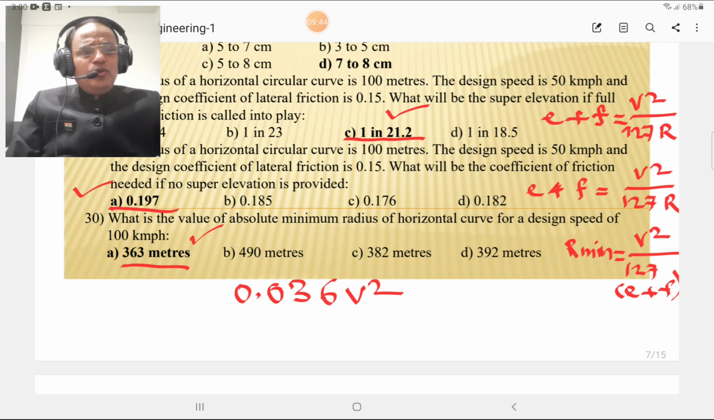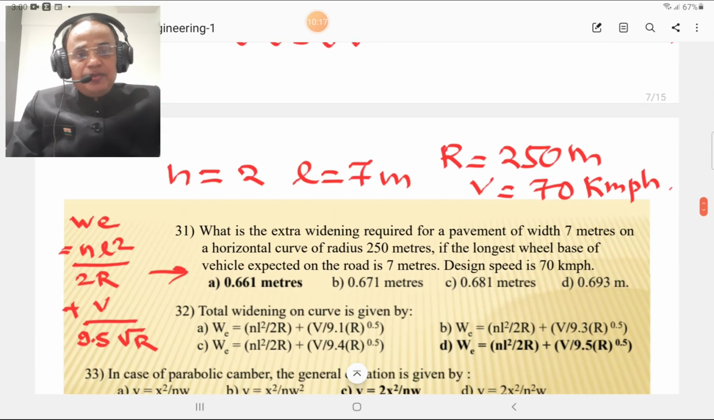What is the value of absolute minimum radius of horizontal curve for a design speed of 100 kmph? You can use that formula also. R minimum is equal to V square divided by 127 into bracket E plus F. The value of E, I already discussed about that, that is 6.7%. The value of F, if not given, is taken as 0.15. Or you can use the formula for absolute minimum radius of horizontal curve as 0.036 V square. Put the value of V as 100, that is 100 square. You can get the value near to 363 meter. That is the most appropriate answer.